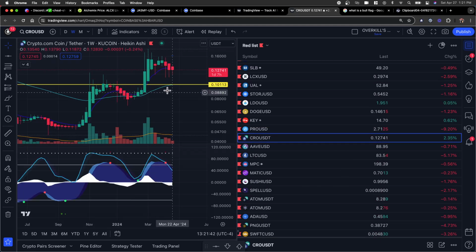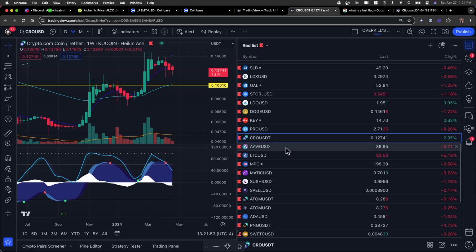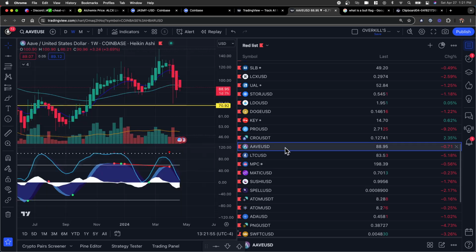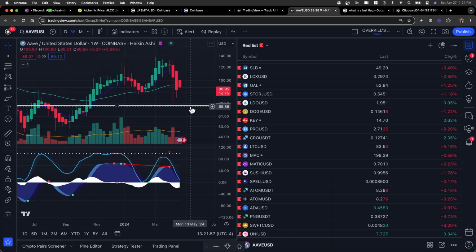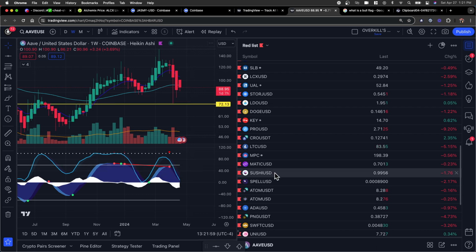CRO, that one's also putting in a pretty nice bull flag as well. I was wanting to buy this thing down here at 10 cents. Stochastic's just not close enough for me. I want the stochastic to get closer to 0. It's sitting at 40 right now. ABE looks good, let's put that one over there. Level to watch on that one is 70, 72.